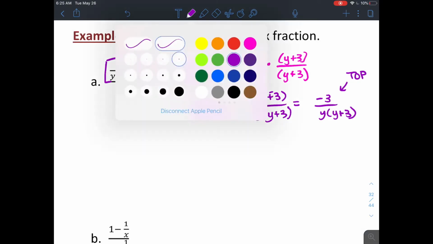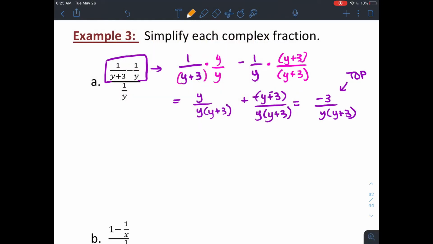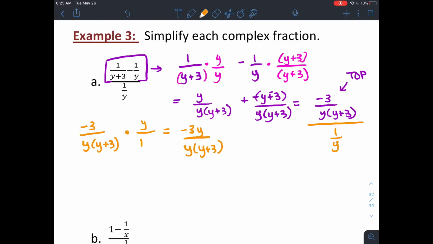Don't forget that it is all over 1 over y, the bottom of your original fraction. Well, how do you divide fractions? You multiply by the reciprocal. So I'm going to take my fraction that I got on top times the reciprocal of my denominator, which is y over 1. You could multiply straight across and get negative 3y over y times y plus 3. Then you can divide out your common factors of y and just have negative 3 over y plus 3. You could also look and divide out those common factors earlier, which is handy in some cases to save you a little bit of work.